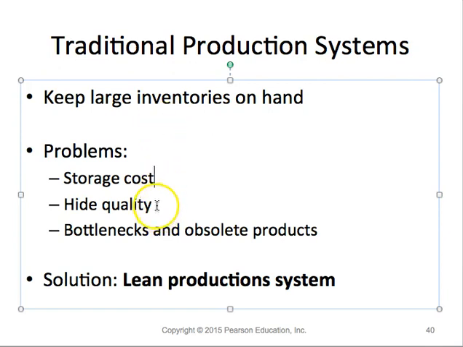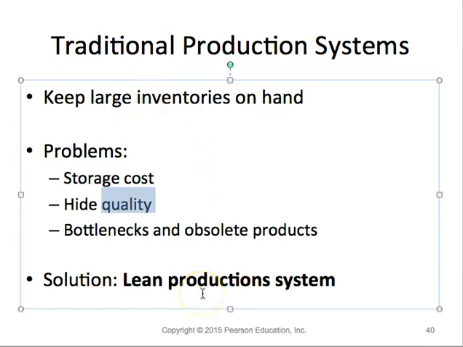And there are quality problems. If you have a lot of inventory in there, the low quality items may be hidden in the inventory, so you may not be able to find them. Bottlenecks and obsolete products may be put into the inventory and then not be used quickly because you have a large inventory.